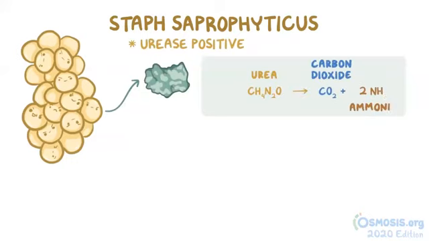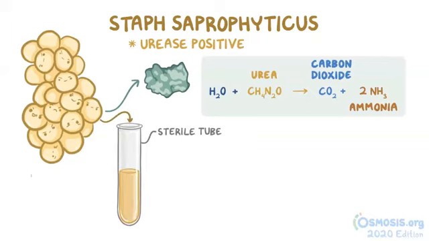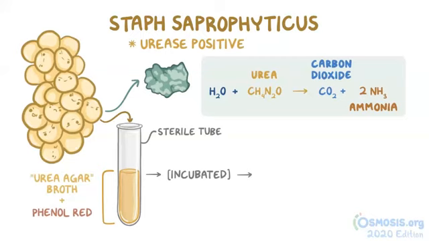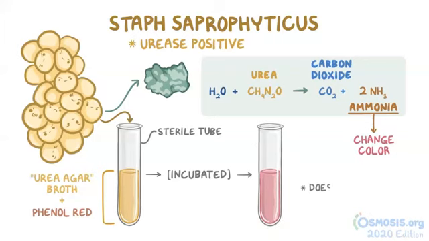Staph saprophiticus is also urease positive, meaning it produces an enzyme called urease that dissociates urea into carbon dioxide and ammonia. This can be tested by transferring a pure sample of bacteria from the culture to a sterile tube containing a mixture of urea agar broth and phenol red. Then, the mixture is incubated. So, with Staph saprophiticus, urease makes urea dissociate into carbon dioxide and ammonia. Ammonia then makes the mixture change color, from orange-yellow to bright pink. This doesn't happen with urease-negative gram-positive cocci, like Streptococcus pneumoniae or Enterococcus faecalis.